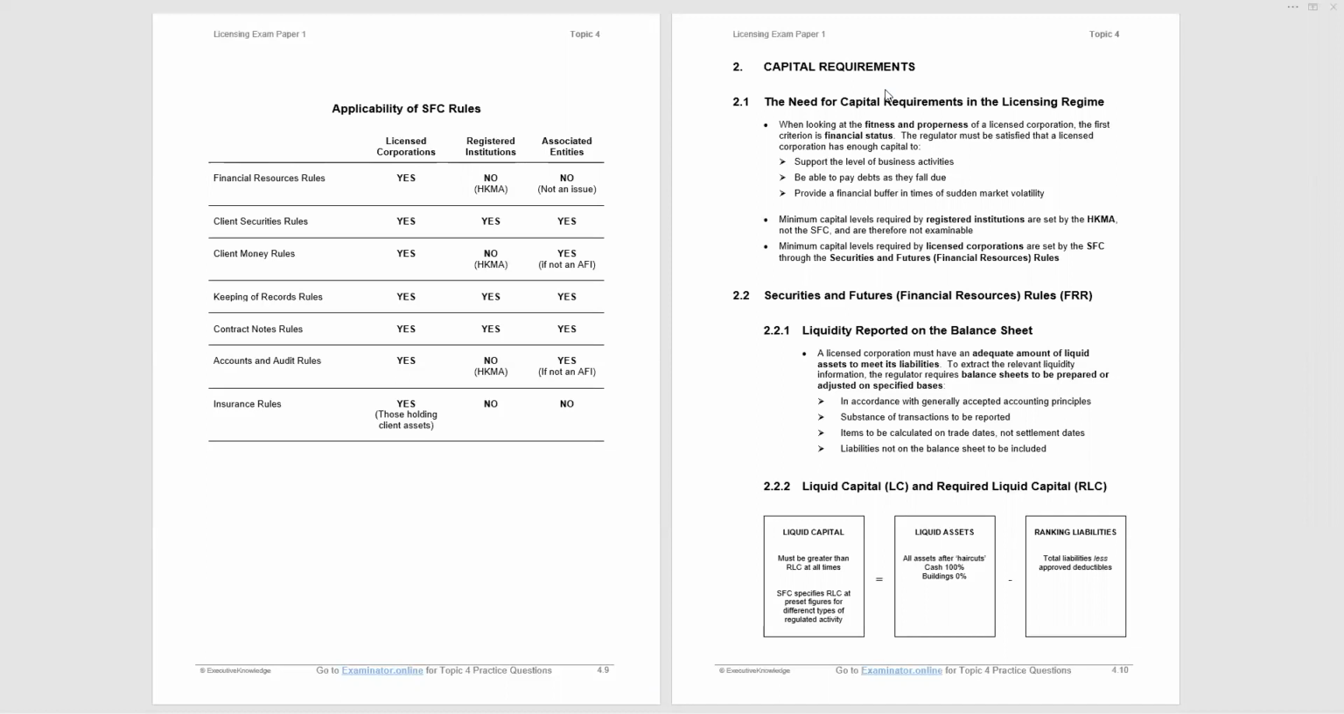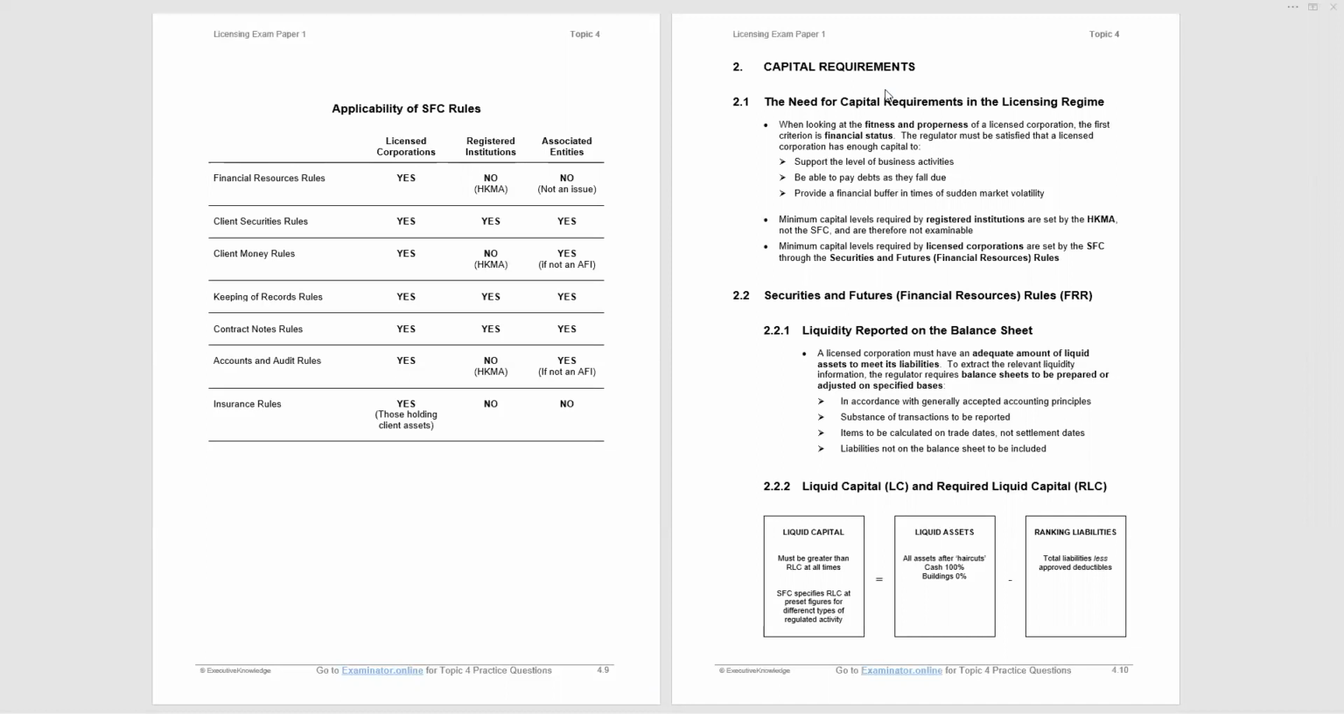What does that mean? It means that they've been written by the SFC and passed by the government, but they have the power of law, the law behind them. So if you breach any of these rules, you are committing an offence and you can be prosecuted.